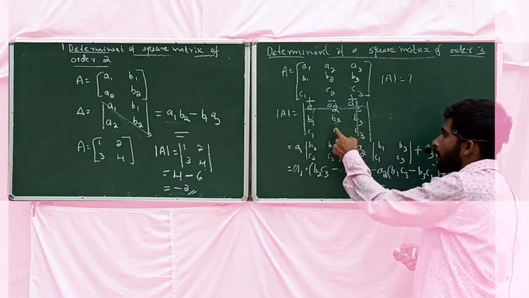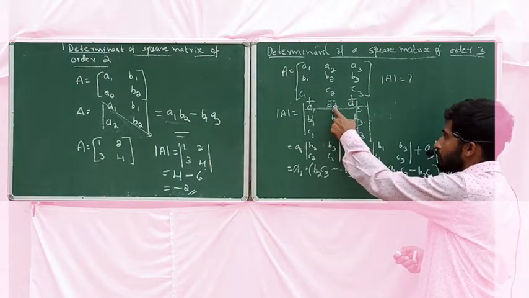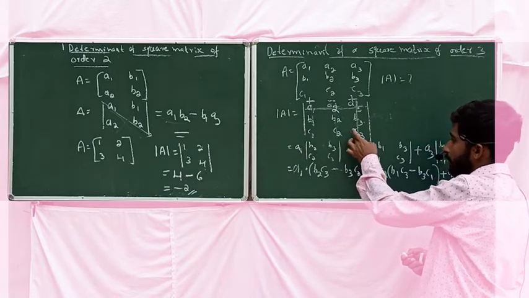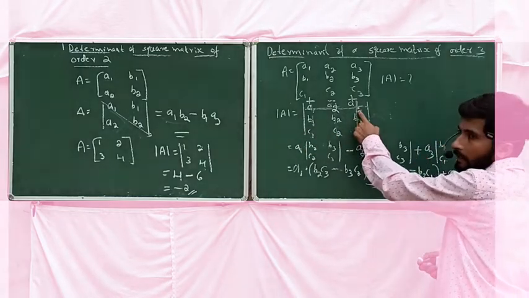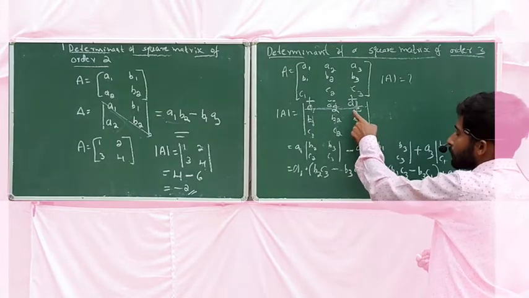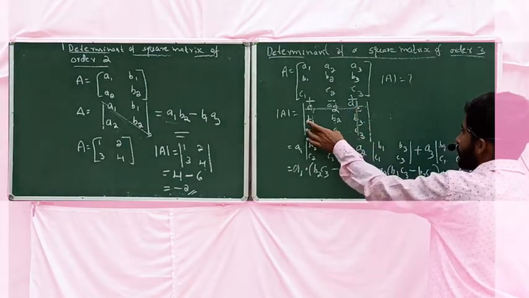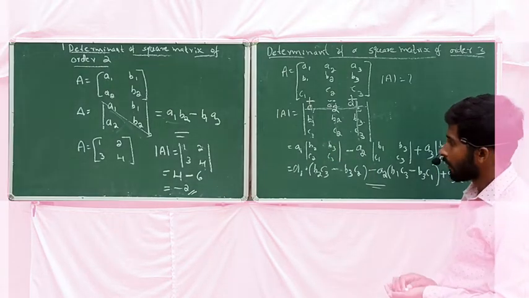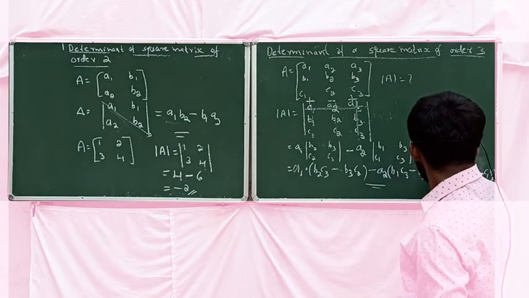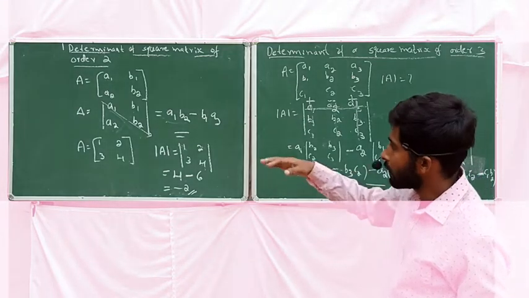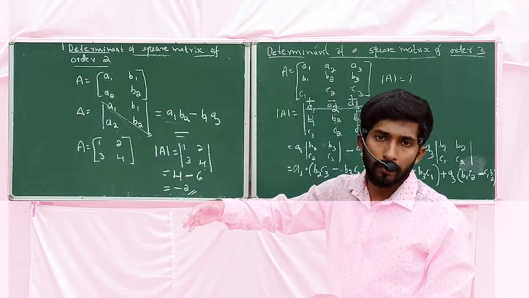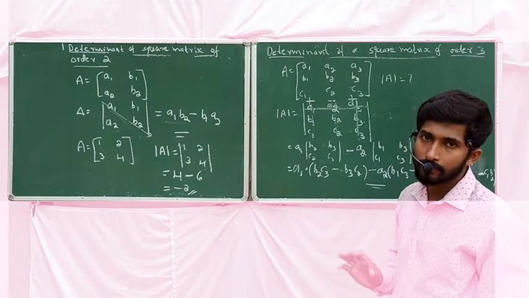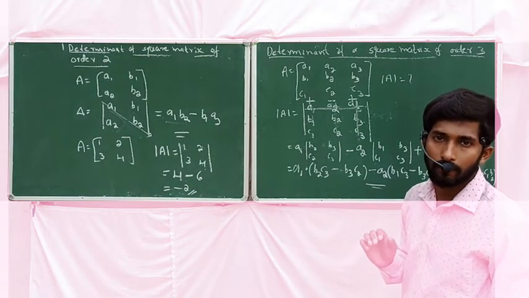See, A2 is in the first row and second column. So delete the first row, second column. You will get only B1, B3, C1, C3. Plus A3, it's in the first row, third column. So delete the first row, third column. What is remaining? B1, B2, C1, C2. Okay. Here write. Now see, all these determinants are of order 2. We already know how to calculate. Product of diagonal minus product of non-diagonal. Okay, just calculate and substitute. That gives the determinant of the square matrix of order 3.